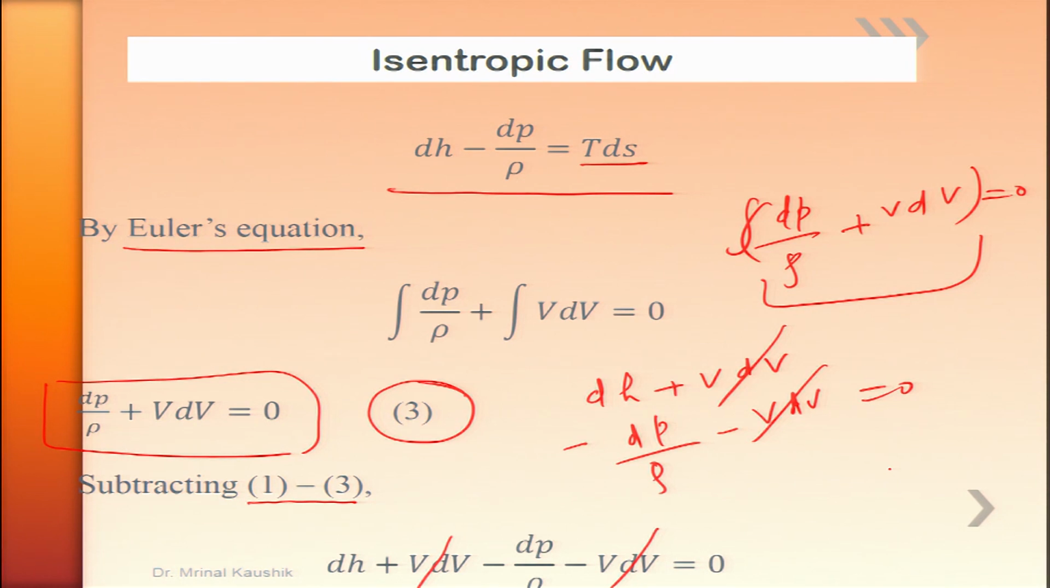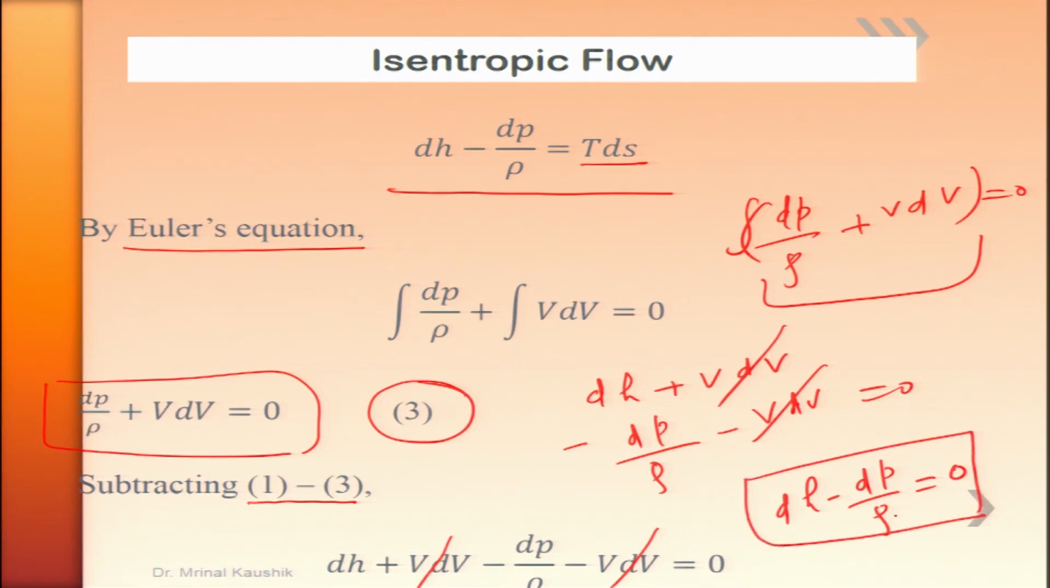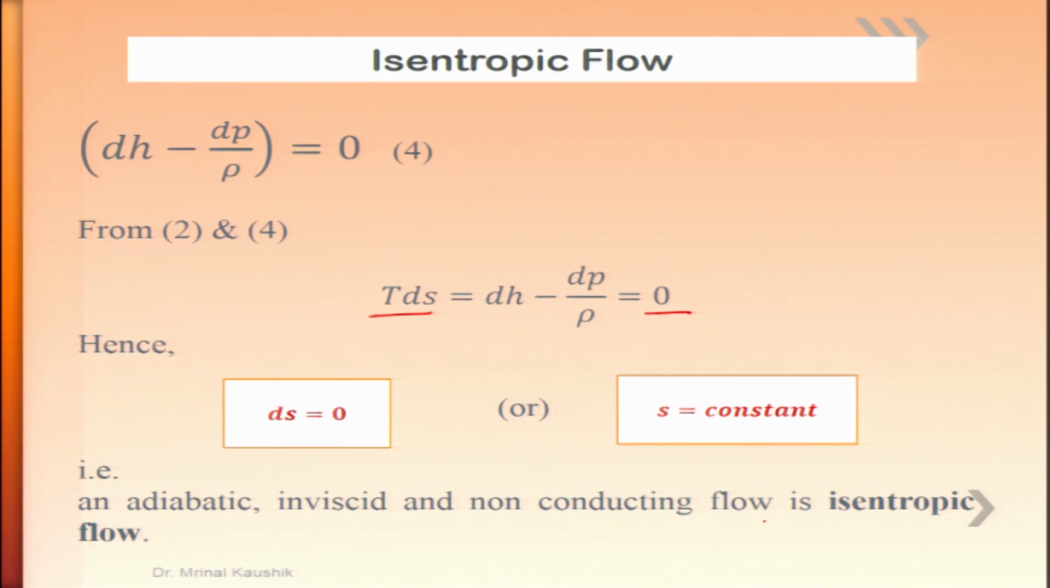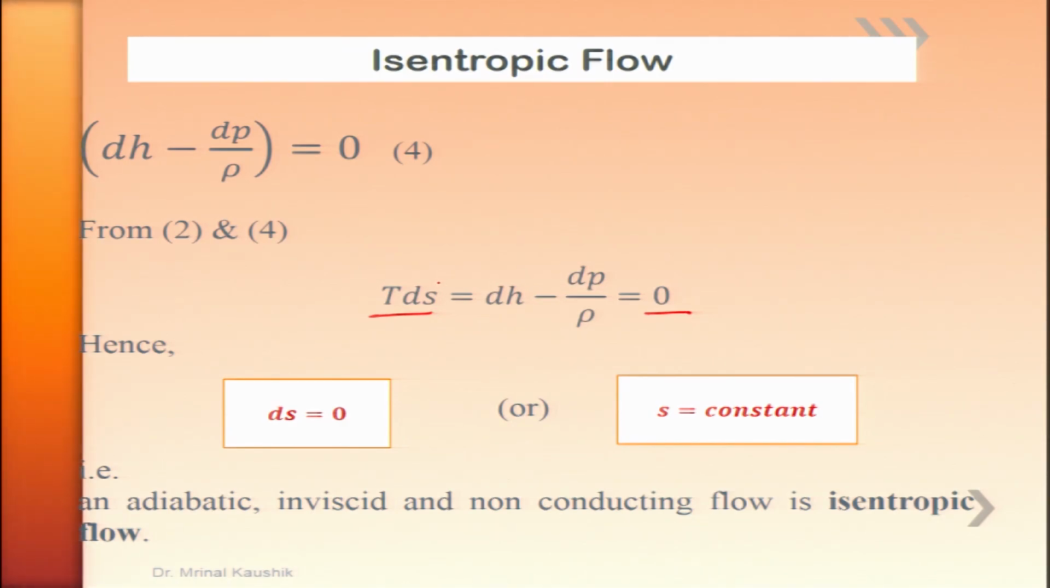Now, since dH minus dP by rho, which we have obtained from equations 1 and 3, is going to be 0, let us insert this value here. What immediately follows is that TdS becomes 0, since temperature is not 0. Therefore, the choice left is that dS equals 0.